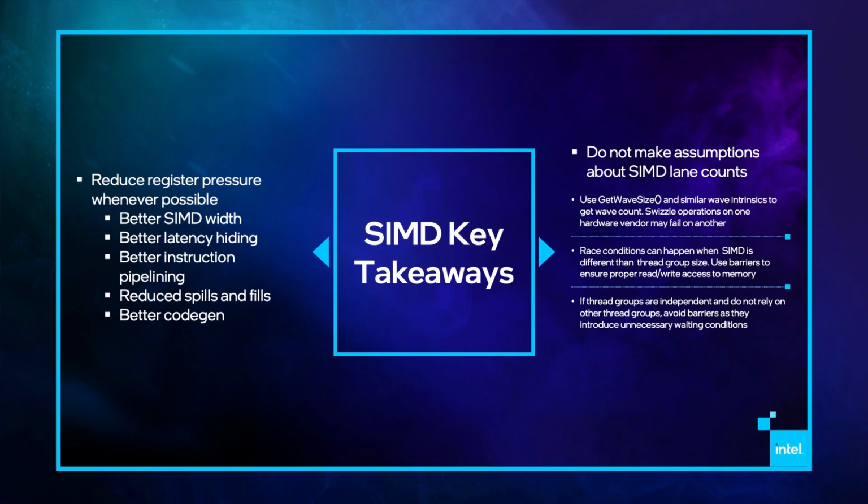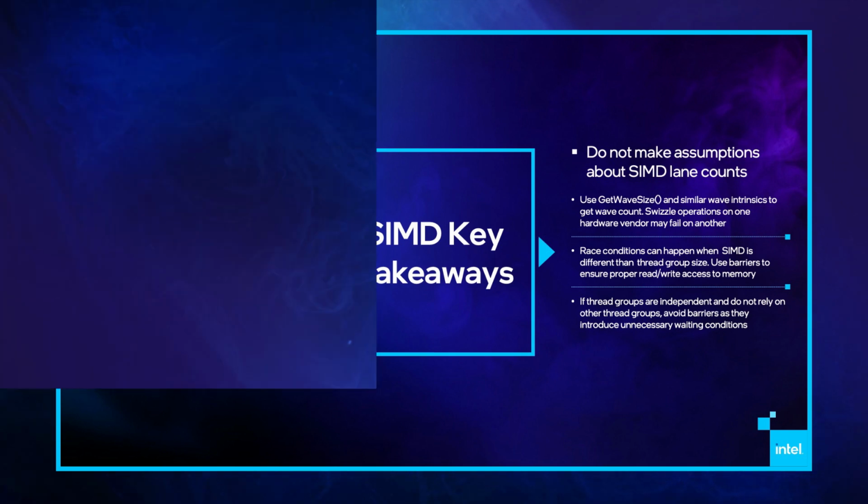Another important thing to note is race conditions can happen when SIMD is different than thread group size. This can lead to read after write hazards and lead to corruption if one thread group depends on the data from another thread group. To ensure you're getting correct read-write behavior, use barriers to enforce this behavior. On the other side, if thread groups do not depend on each other for data, avoid barrier use as they will introduce unnecessary waiting conditions.